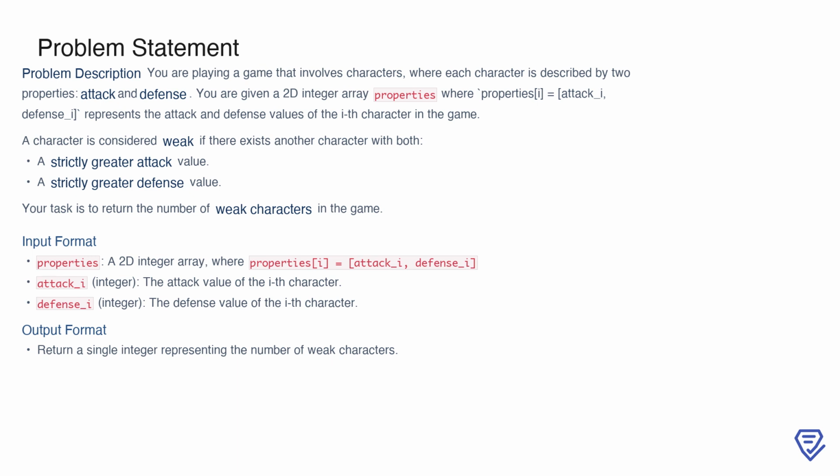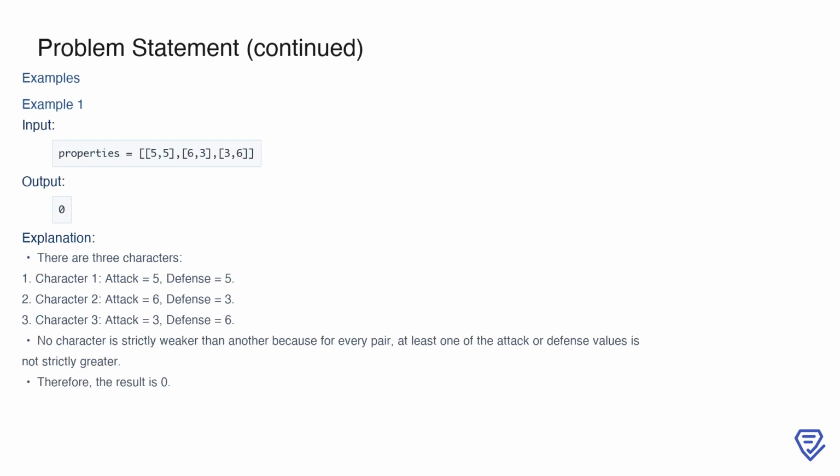To summarize, the input is the properties array, and the output is an integer representing the total count of weak characters in the game. To better understand the problem, let's look at an example. Suppose the input is properties equals [[5,5],[6,3],[3,6]]. Here, we have three characters. The first character has an attack and defense value of 5, the second character has an attack of 6 and a defense of 3, and the third character has an attack of 3 and a defense of 6.